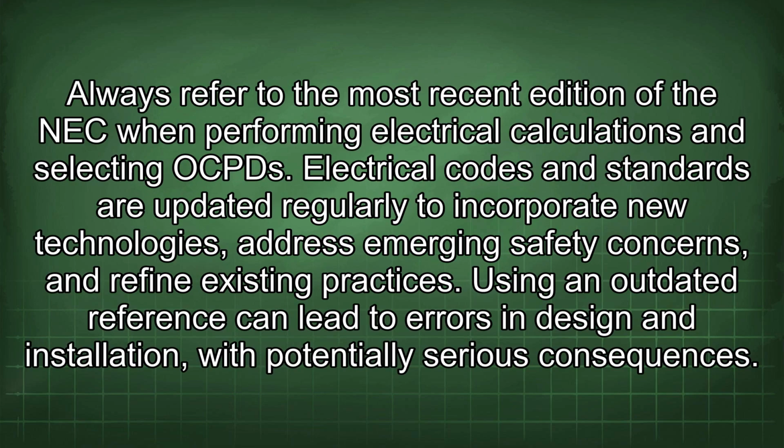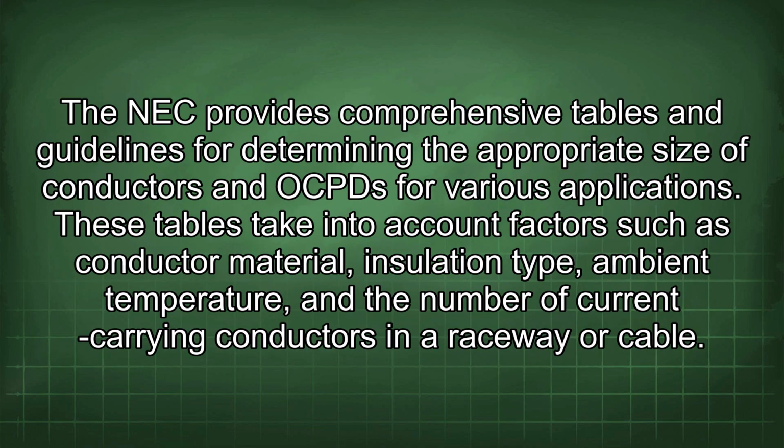Always refer to the most recent edition of the NEC when performing electrical calculations and selecting OCPDs. Electrical codes and standards are updated regularly to incorporate new technologies, address emerging safety concerns, and refine existing practices. Using an outdated reference can lead to errors in design and installation, with potentially serious consequences. The NEC provides comprehensive tables and guidelines for determining the appropriate size of conductors and OCPDs for various applications. These tables take into account factors such as conductor material, insulation type, ambient temperature, and the number of current carrying conductors in a raceway or cable.